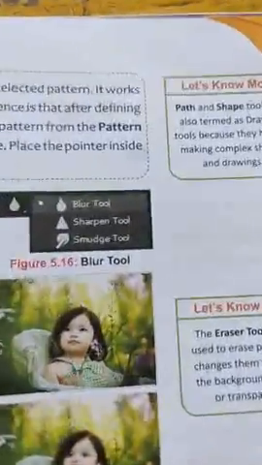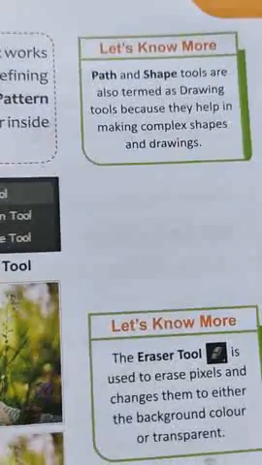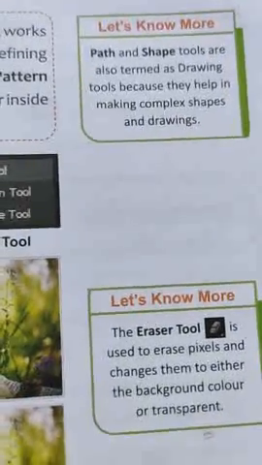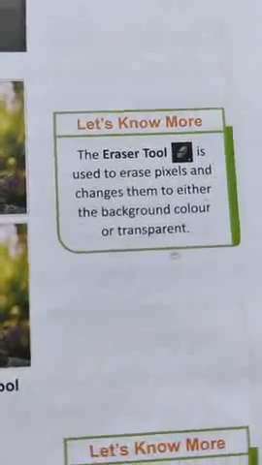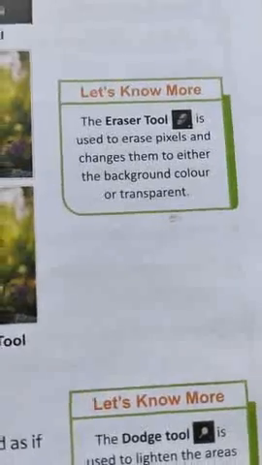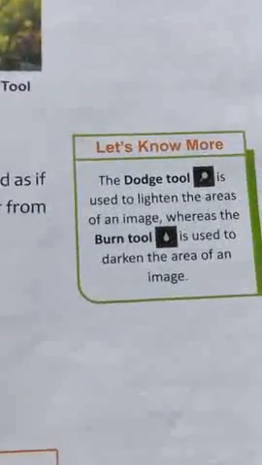Path and shape tools are also termed drawing tools because they help in making complex shapes and drawings. The Eraser tool is used to erase pixels and change them to either the background color or transparent color. The Dodge tool is used to lighten an area of an image, whereas the Burn tool is used to darken an area of an image.